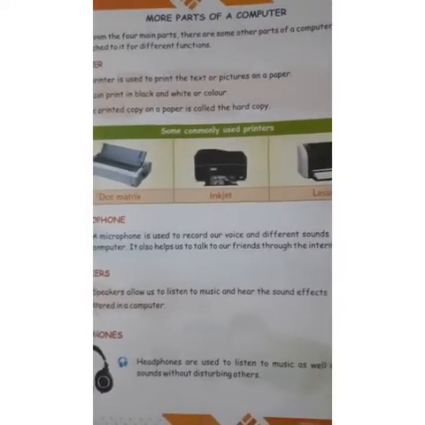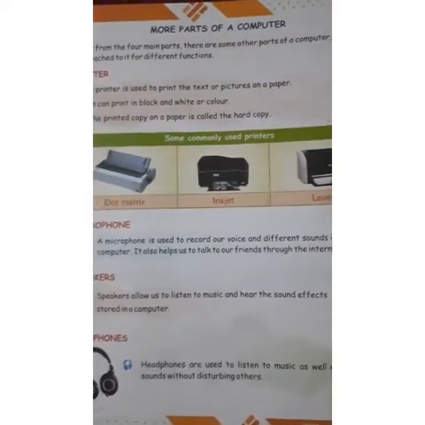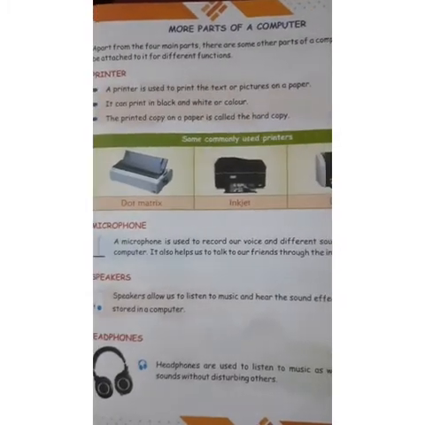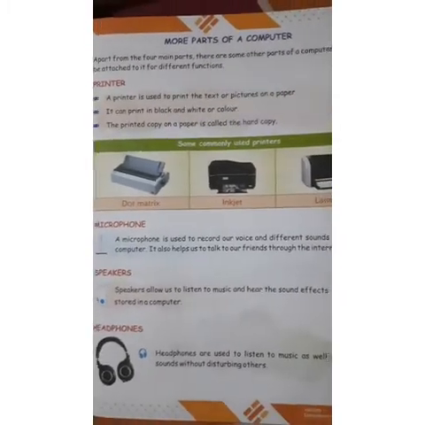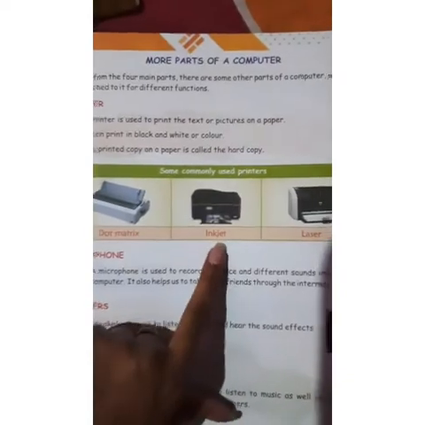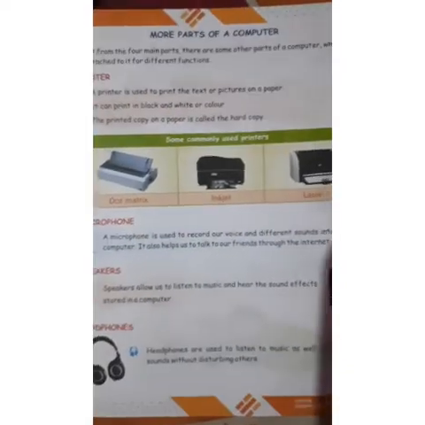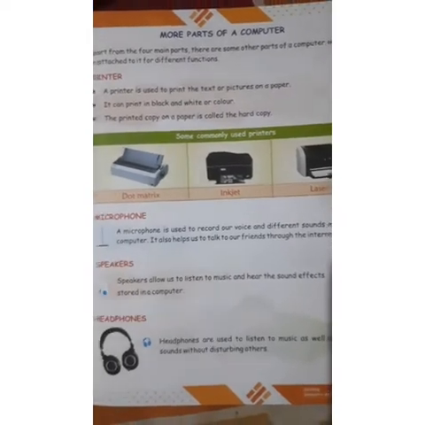The printed copy on the paper is called the hard copy. The copy that we see on the monitor is called the soft copy. Some commonly used printers are the dot matrix printer, inkjet printer, and laser printer. Okay, so these are the types of printers.